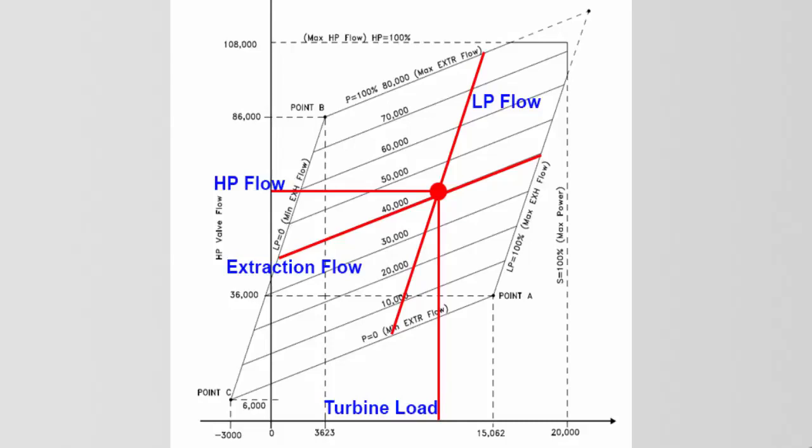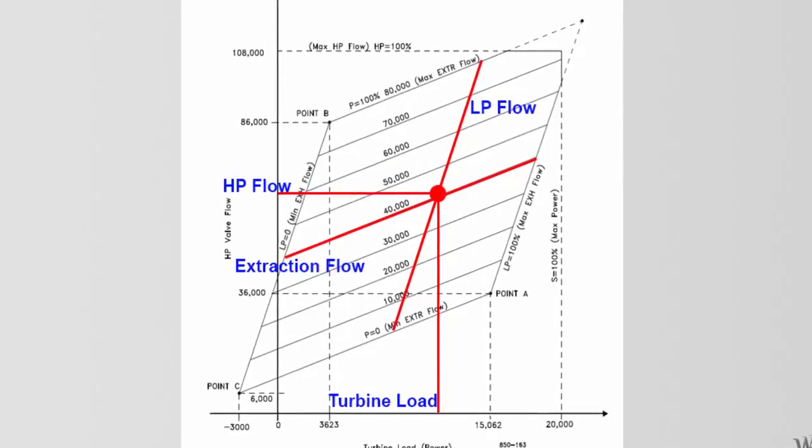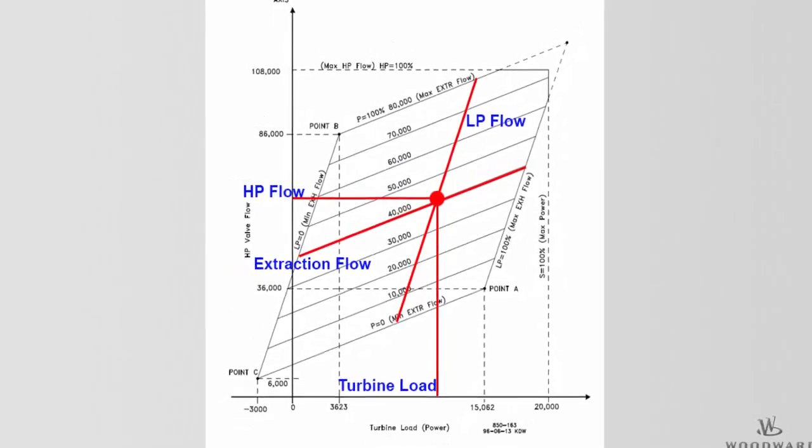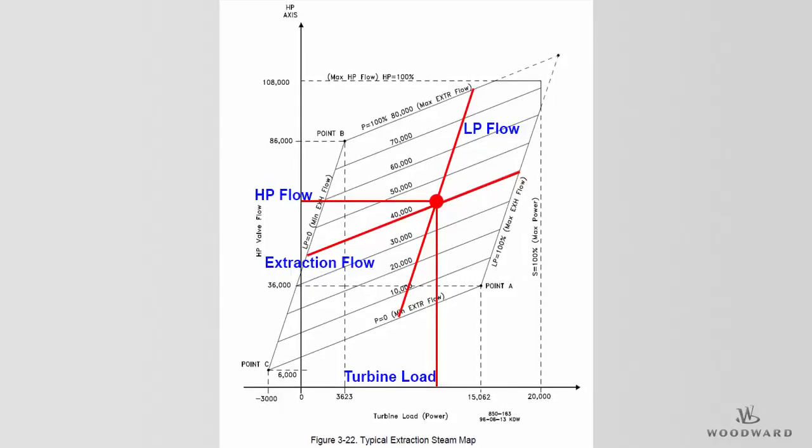In order to determine these relationships within the 505 XT, 8 values need to be entered from the OEM steam performance data: max power, max HP flow, coordinates for point A, coordinates for point B, and coordinates for point C. The values can be entered in any units, including normalized values, as long as the units are consistent. Next, we will cover how to determine each of these 8 values from the steam map and where to enter them into the 505 XT controller.